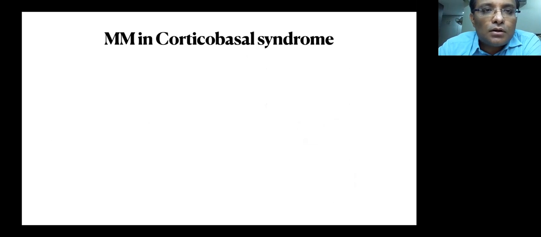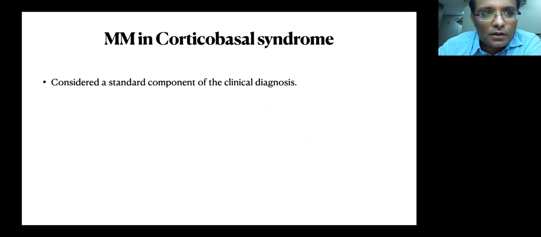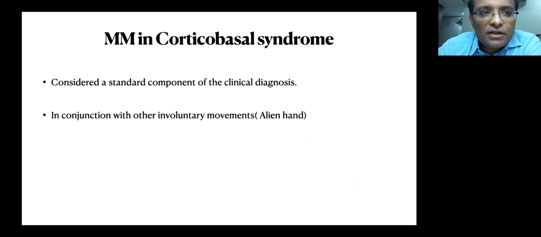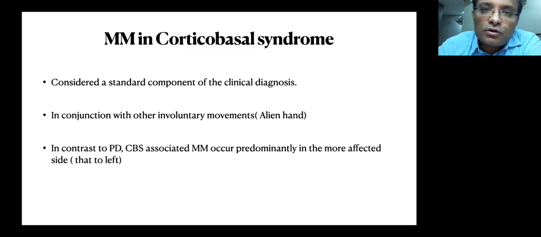Now, this pathogenesis is probably implicated in corticobasal syndrome. In many of the papers, it has been considered a standard component of the clinical diagnosis of CBS. And it is seen in conjunction with other involuntary movements such as alien hand, myoclonus, etc. In contrast to Parkinson's disease, corticobasal syndrome associated mirror movements commonly occur in the more affected side. In Parkinson's, we said it is on the opposite side, but in CBS, it happens on the same side.